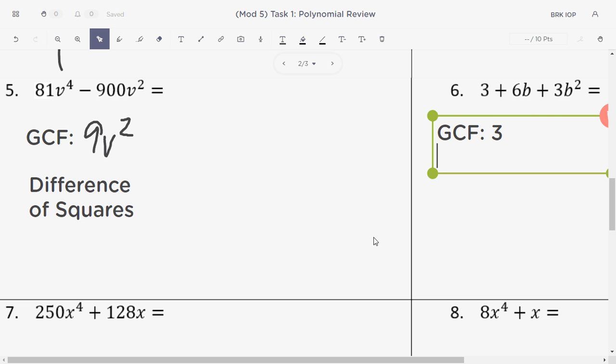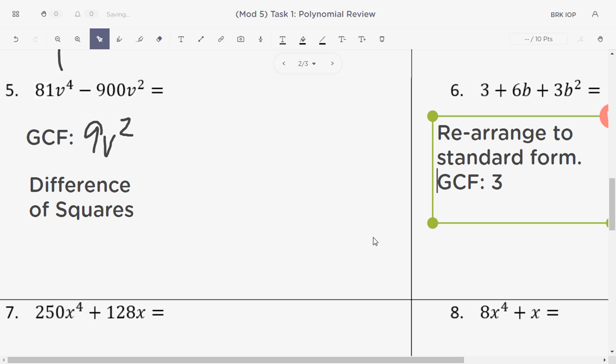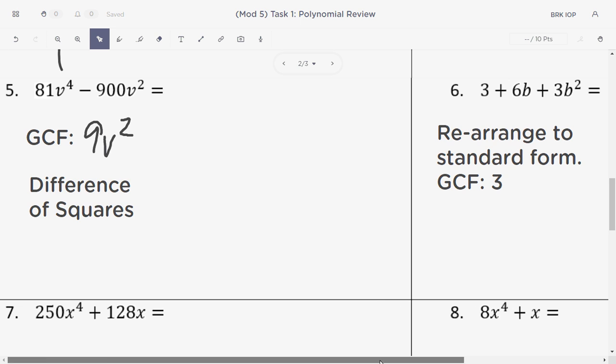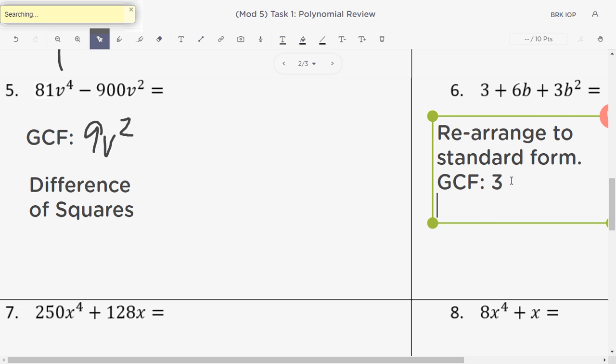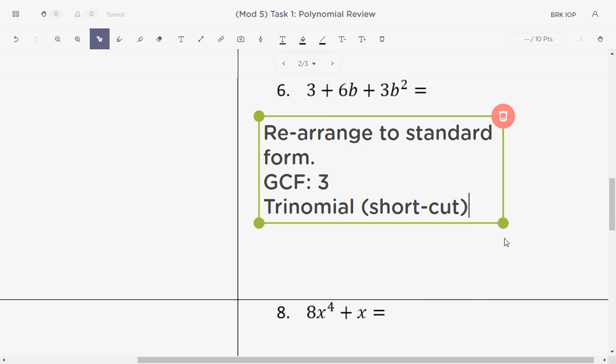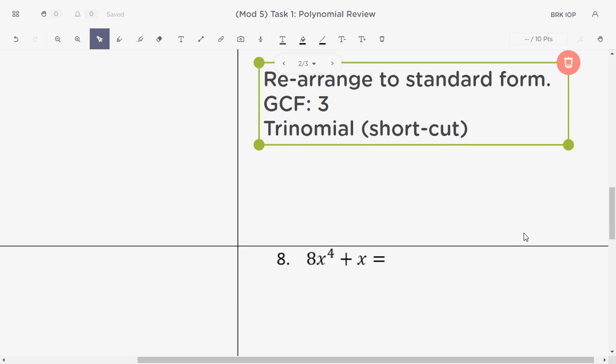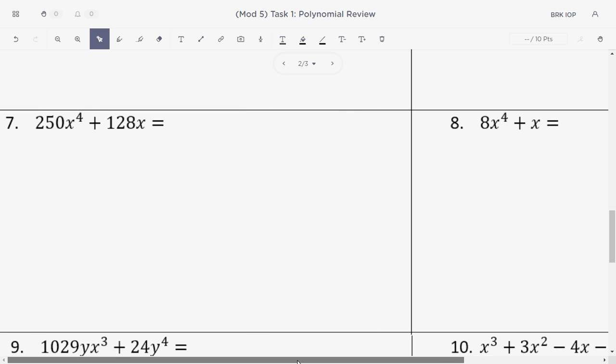Actually, you know what you're going to do then? You're going to rearrange. Let's actually do that first. You're going to rearrange to standard form. Then you're going to do GCF. Then you're going to factor the trinomial. And you'll be able to do the shortcut method. So that's what you'll do there. Again, pause and do it now, or come back to it later. I'm going to look at number 7.